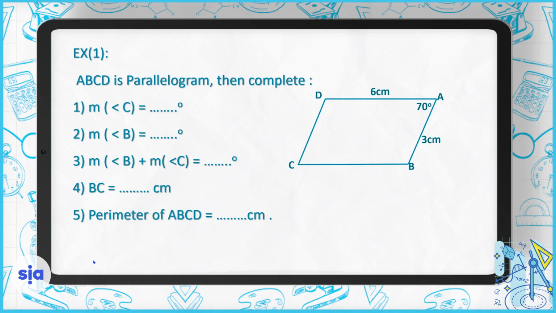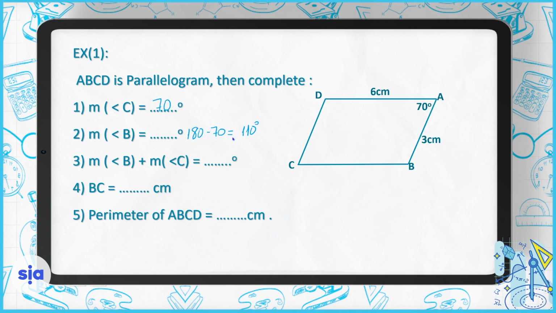If ABCD is a parallelogram, then complete each of the following. The measure of angle C is equal to its opposite angle, so the measure of angle C is equal to the measure of angle A, which is 70 degrees. Question 2. The measure of angle B is what? As you can see, A and B are two consecutive angles, two angles next to each other, so their sum is 180. So the measure of angle B is 180 minus 70, which is 110 degrees.